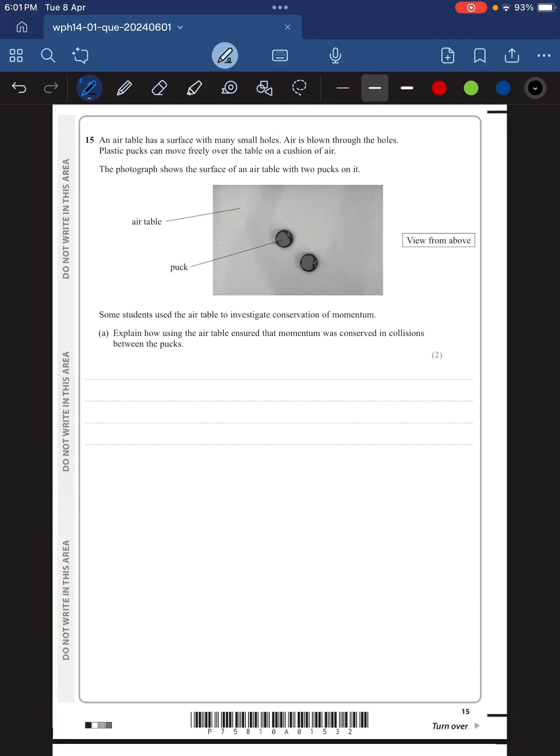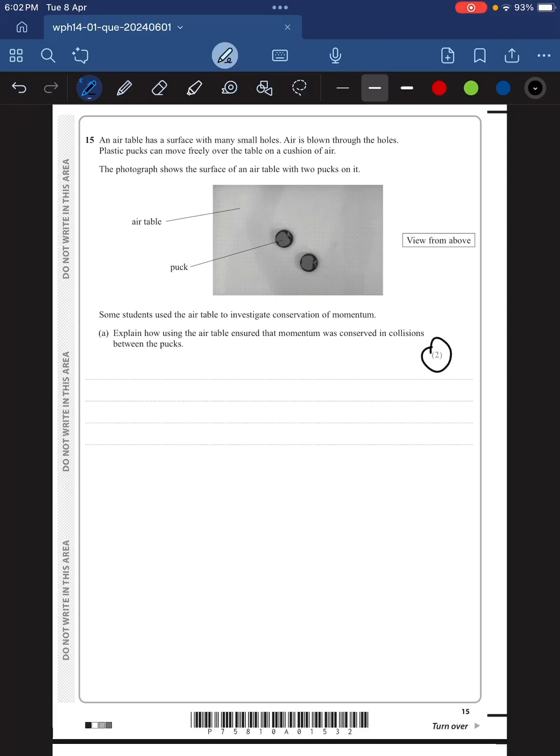An air table has a surface with many small holes. Air is blown through the holes. Plastic pucks can move freely over the table on a cushion of air. The photograph shows the surface of an air table with 2 pucks on it. So we see the 2 pucks over there. Some students used the air table to investigate conservation of momentum. Explain how using this air table ensured that momentum was conserved in collisions between the pucks.